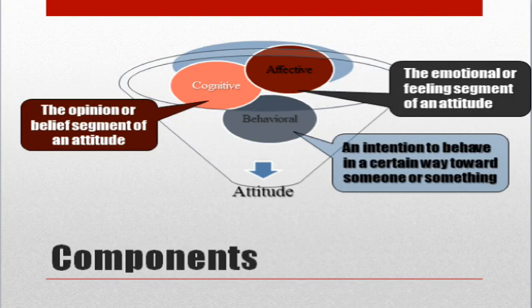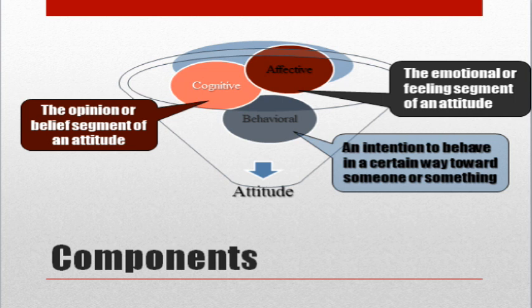It's a fusion of cognitive, affective and behavioral components. The cognitive segment involves opinions or beliefs. The affective comprises emotions or feelings, while the behavioral segment entails intentions towards someone or something. Right? So we discussed what an attitude is. The definition of an attitude is an evaluative statement or judgment concerning objects, people or events.